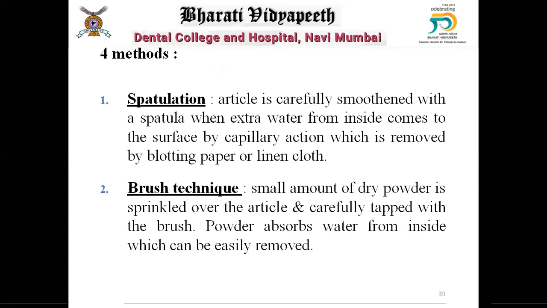One is spatulation, where the article is carefully smoothened with a spatula. When extra water from inside comes out to the surface by capillary action, it is removed by blotting paper or a linen cloth. The second is the brush technique. A small amount of dry powder is sprinkled over the article and carefully tapped with a brush. The powder absorbs the water from inside, which can be easily removed.